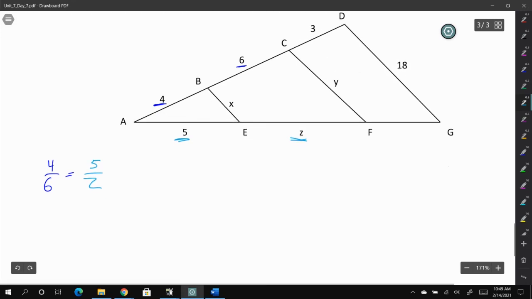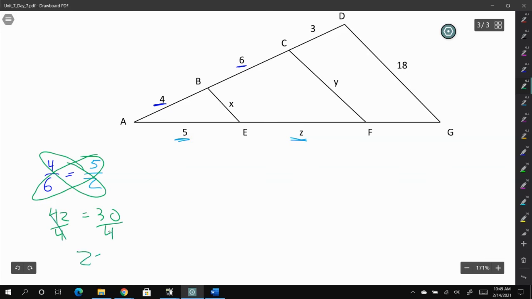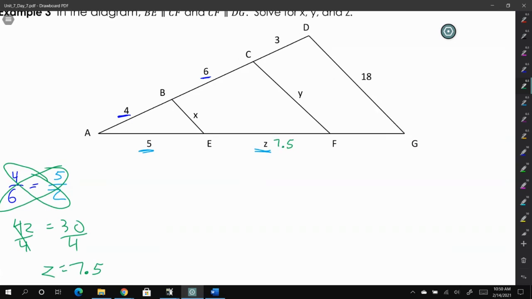So when we do that, we'll cross multiply. We get 4Z equals 30. Divide both sides by 4. Z is equal to 7.5. Okay, so I'm going to write 7.5 here.